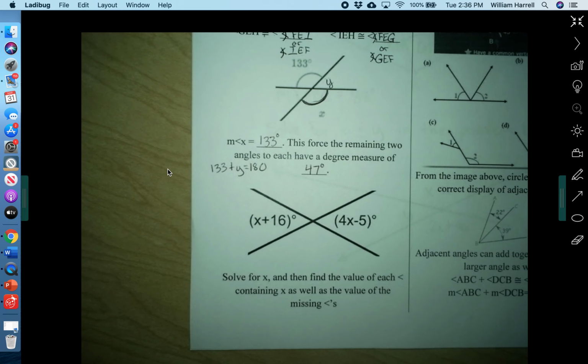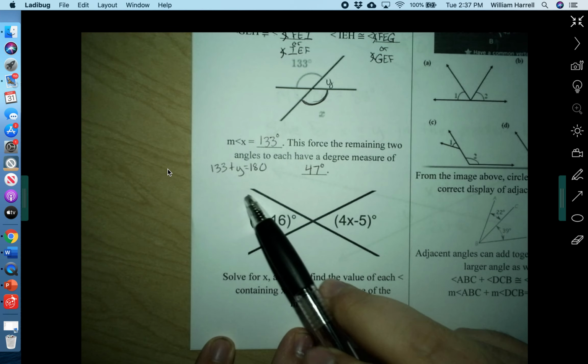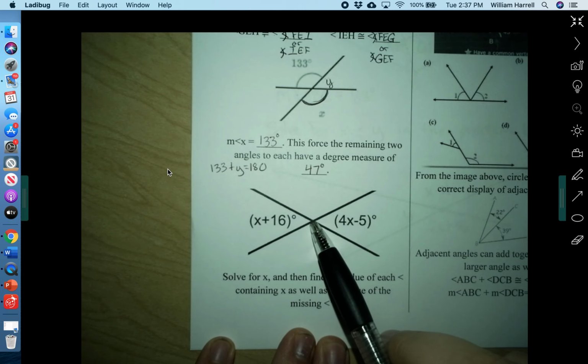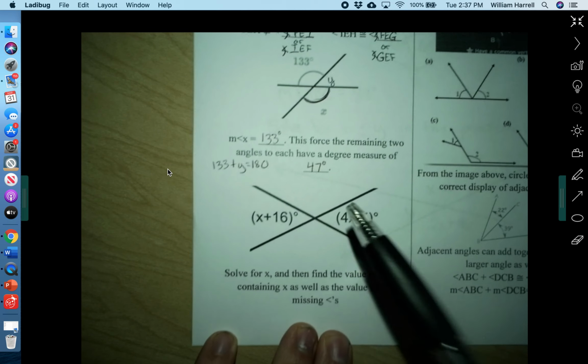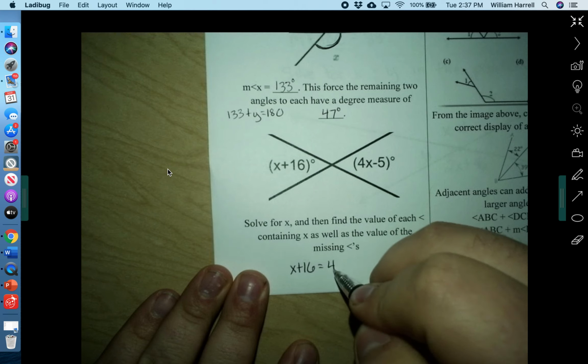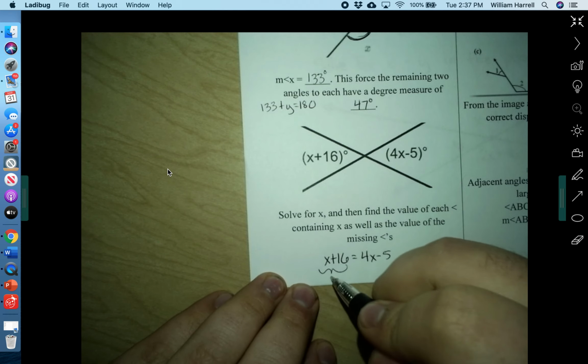Solve for x and then find the value of each angle containing x as well as the value of the other missing angles. Alright, so this one we have a bunch of stuff to do. So I want to solve for x. Again, angles are across from each other and not beside. Angles that are beside each other will share a ray. Angles that are across only share a point, with that point being a vertex. Okay, so I'm going to set these two equal to each other. X plus 16 equals 4x minus 5. Again, once I get here, Desmos does the rest. Y equals.